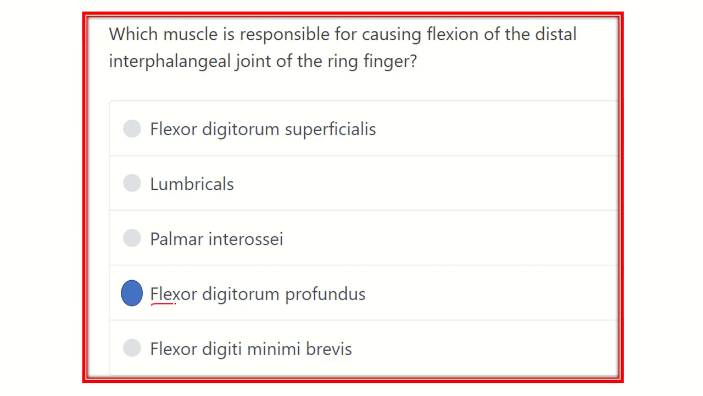So our answer is the flexor digitorum profundus. It attaches to the base of the distal phalanx and causes flexion of the distal interphalangeal joint of the ring finger.